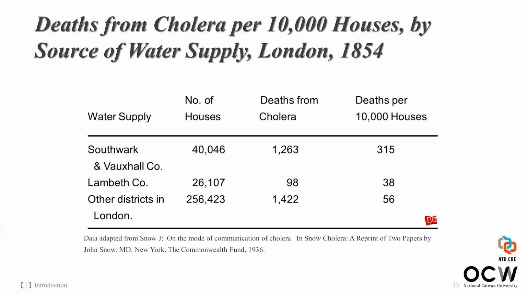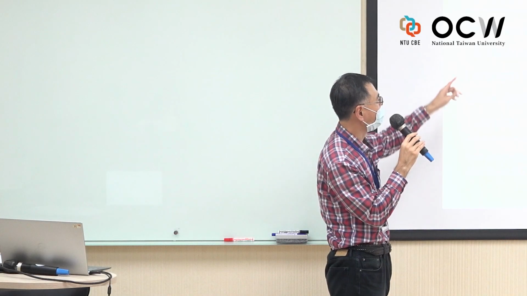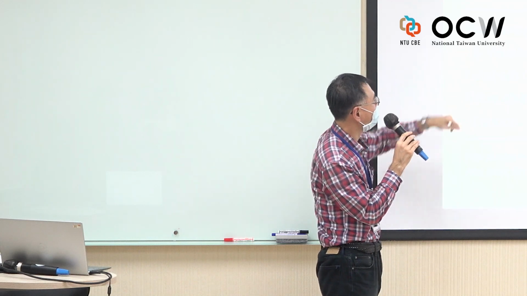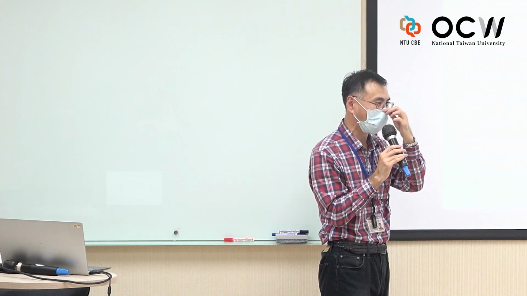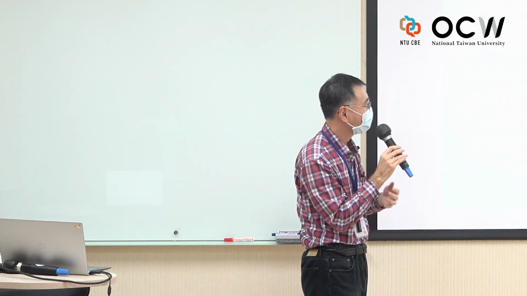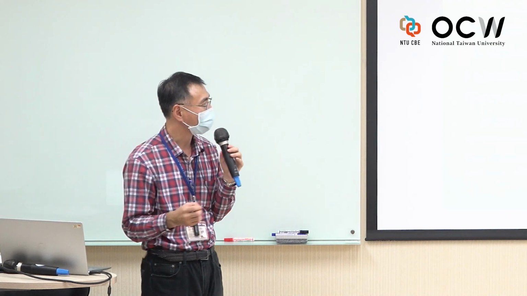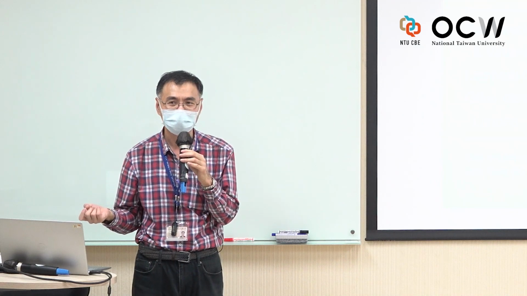Okay, you don't even need to do any further calculation for the purpose of the relative risk or confounding control. You will know that the difference is so dramatic. So there must be something going on for the water supply company, right? And comparing to the other districts, there is something between them, right? Between 38 to 315. But no matter how, there's something going on for this company called Southwark and Vauxhall for the water supply. There must be something weird in the water to cause people to get sick. So what he did is just a simple comparison, not much mathematics, right?